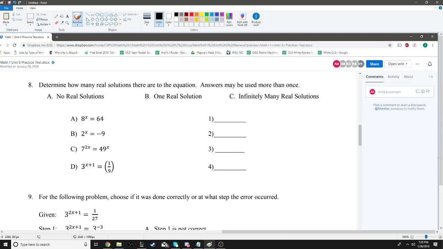So right here, 8 times itself twice is 64, so that means there's one solution. You can't ever get a negative, so it is no solution. In this case, 7 to the second power is 49, so that's 49 to the x equals 49 to the x. And since they're the same exact equation, that's infinite. And when you raise 3 to the negative 2 power, you get a fraction, so therefore there is a solution.